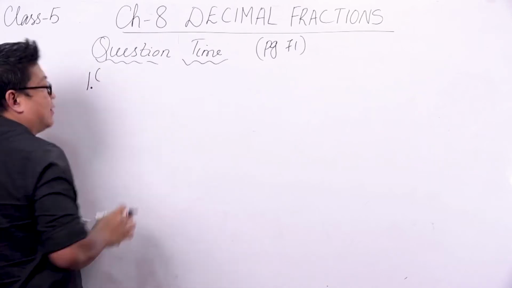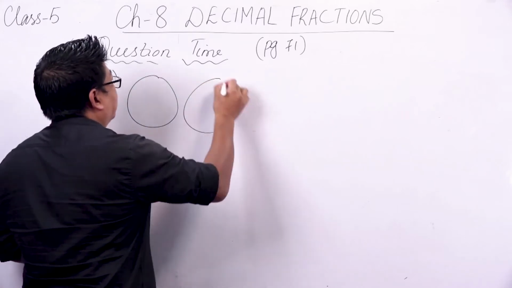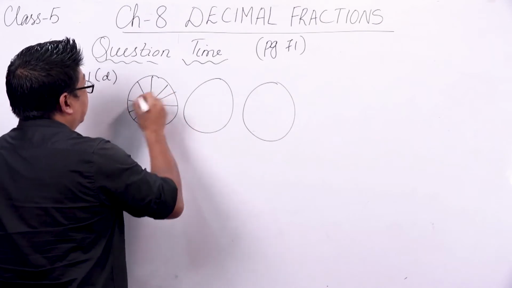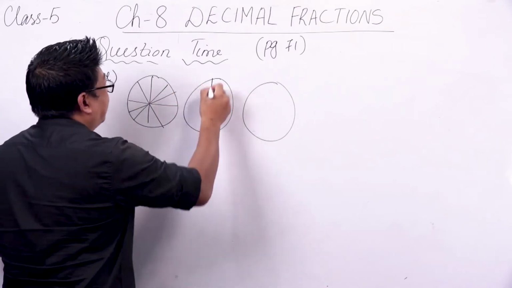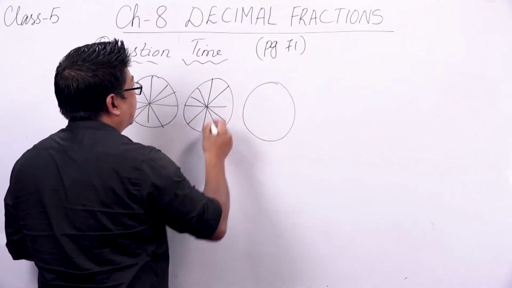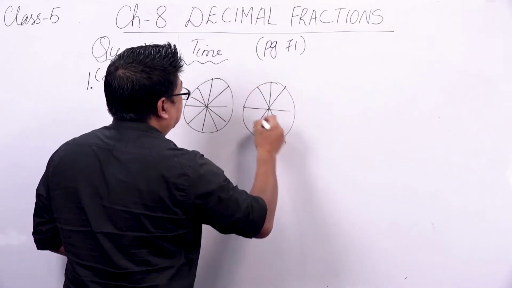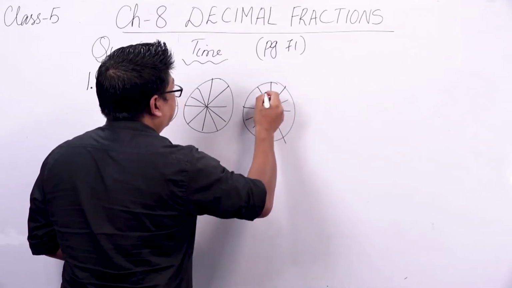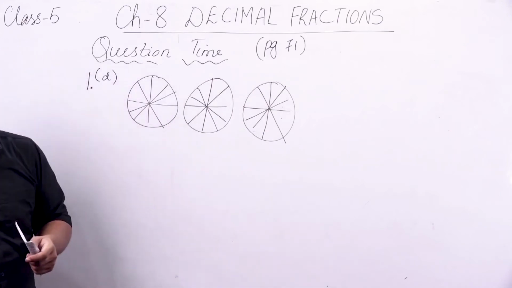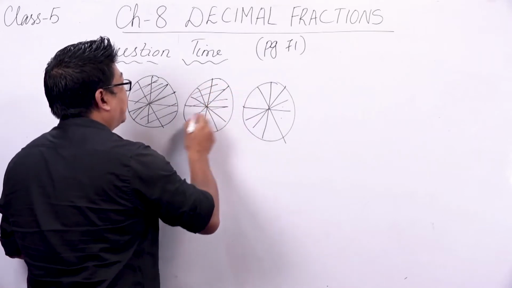Now let's look at D. D, we have 3 circles given. All of them are divided into 10 parts. Here it may not look equal, but all of them should be equal, okay? So 1, 2, 3, 4, 5, 6, 7, 8, 9, 10. 1, 2, 3, 4, 5. 1, 2, 3, 4, 5. All right. So we have 3 circles with 10 parts, and 2 of them have been completely shaded, okay?